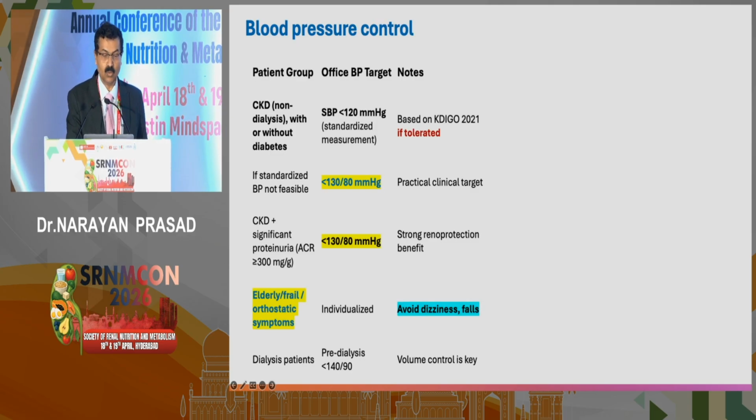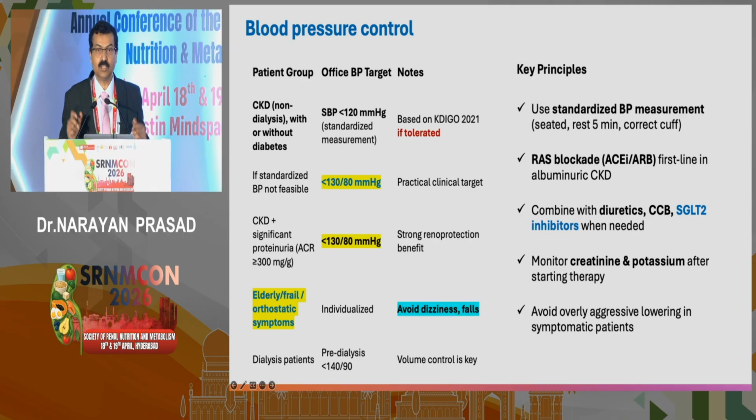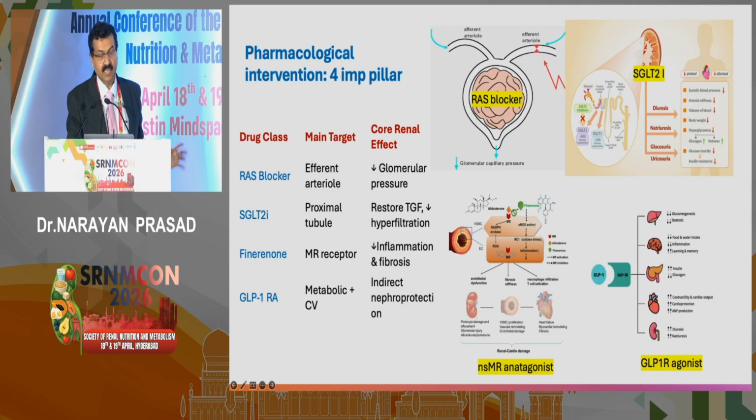Blood pressure control, that we all understand, systolic blood pressure. Everyone knows about this, the blood pressure target of 130 by 80, or by KDIGO it was given as 120, but we must understand that 120 is if your patient tolerates it. If the patient does not tolerate it, 130 by 80 is fine for all groups of patients.